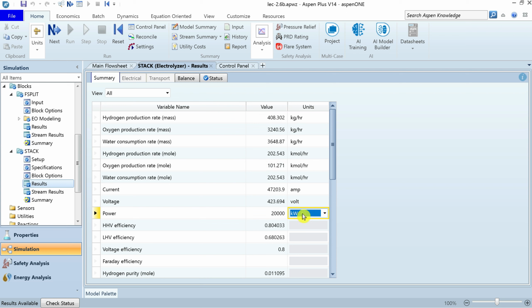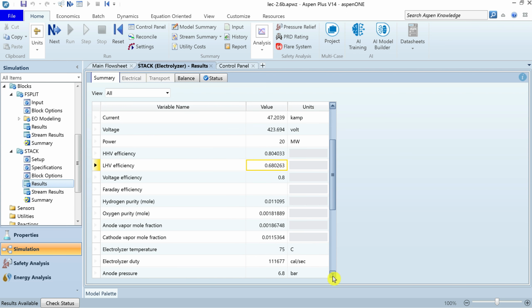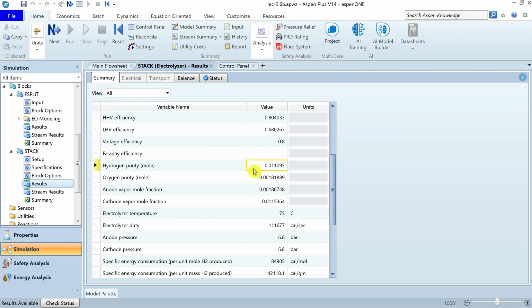Besides, we have defined 20 megawatt power consumption. So equivalently, the current will be 47.2 kiloamperes and the total stack voltage will be 423.69 volts. The input specifications for the efficiency are also reproduced here. Hydrogen purity and oxygen purity in the cathode channel and the anode channel respectively are also provided. Similarly, the vapor fraction on both of the channels is also provided.